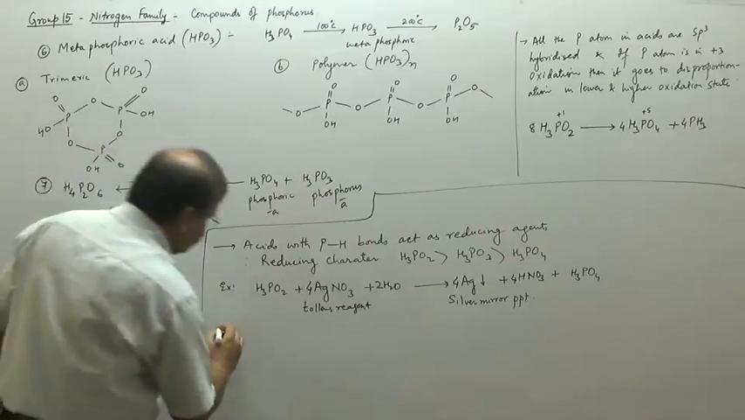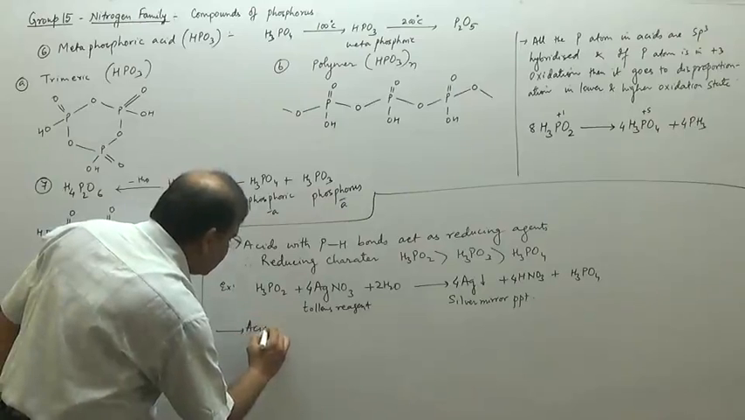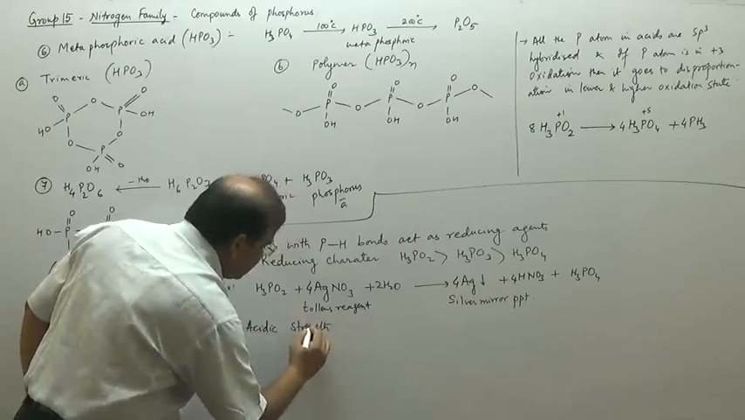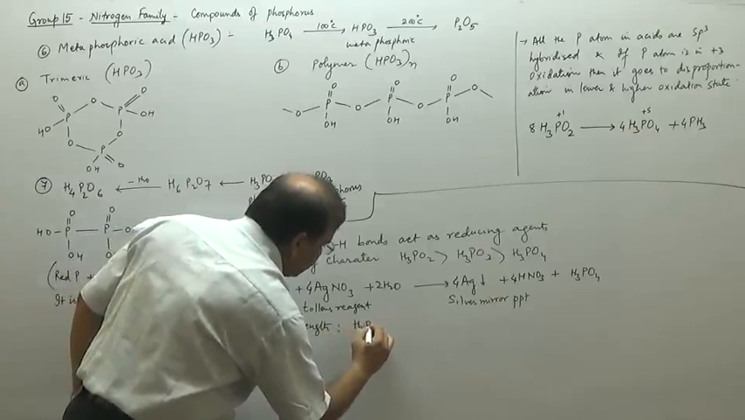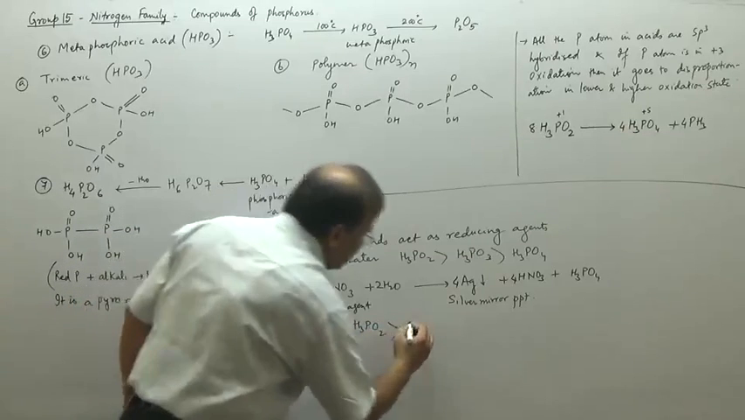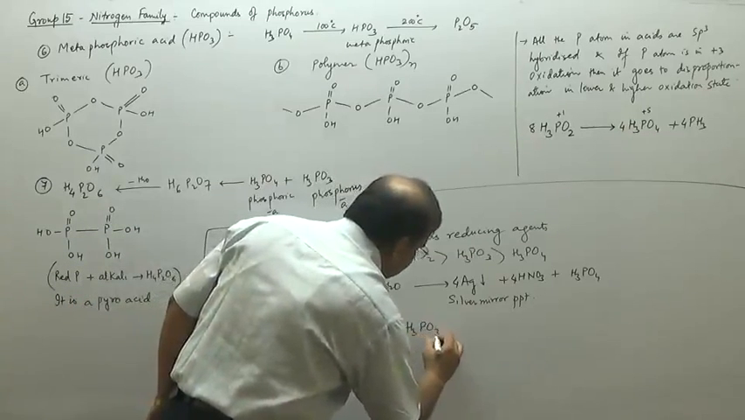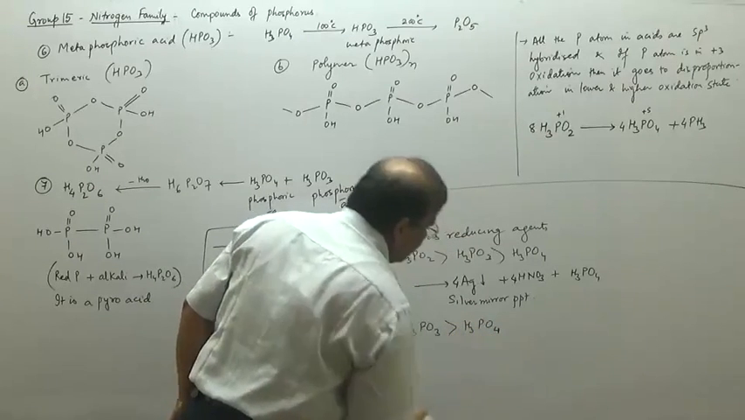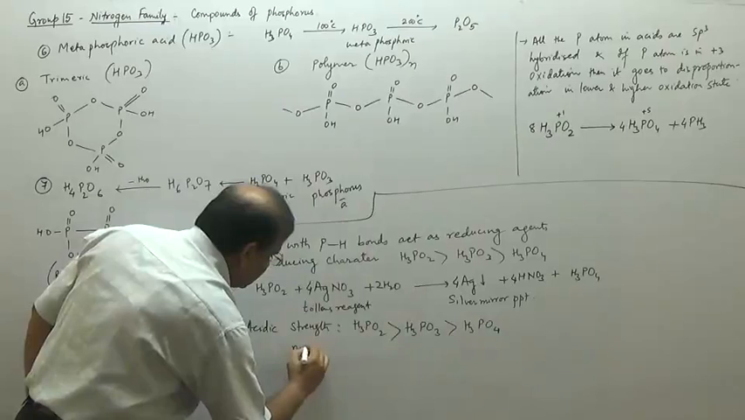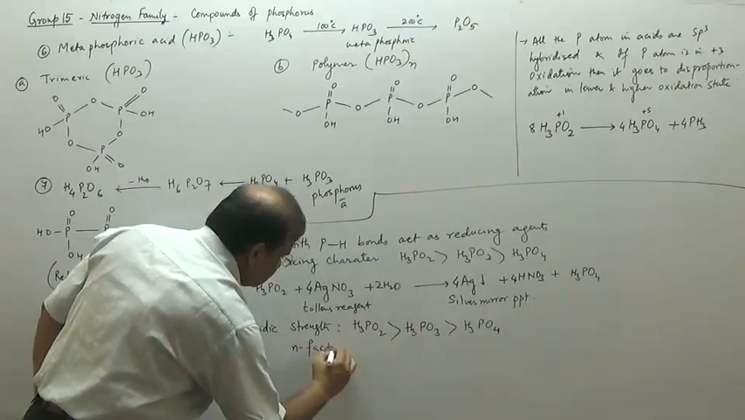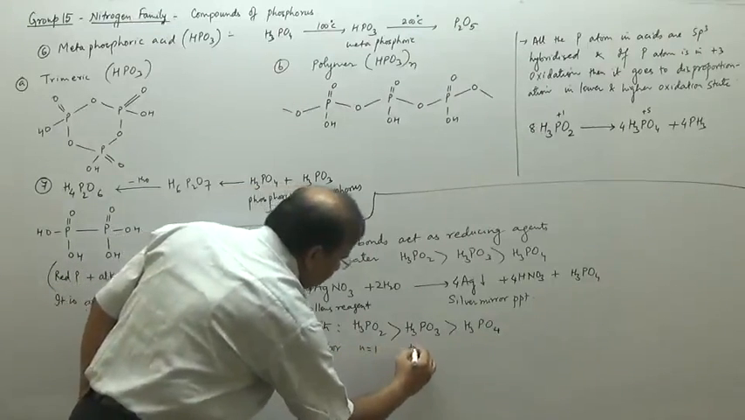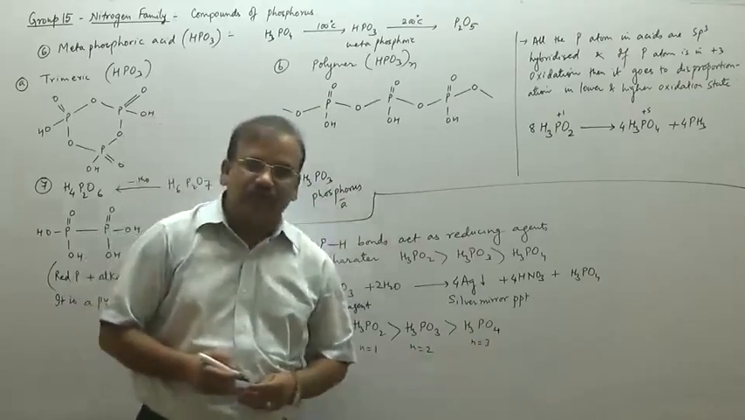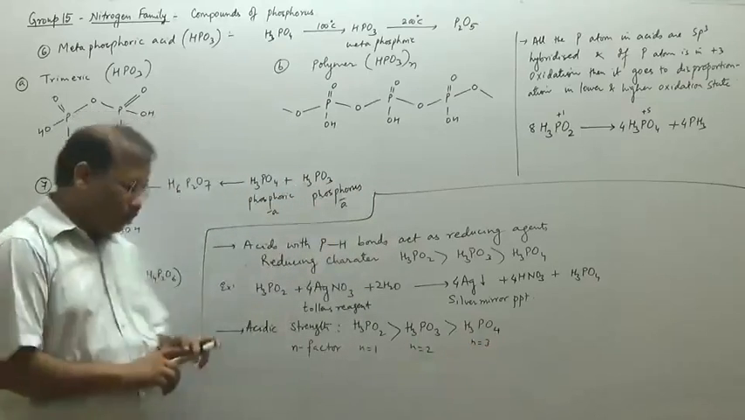Now we know their acidic strength. The acidic strength of these acids is: H3PO2 is more acidic than H3PO3, which is more acidic than H3PO4. So the n factors we know: the n factor of this is 1, this is 2 and this is 3. That is the n factor, that is the replaceable hydrogen atoms. That is called the n factor, we know that.